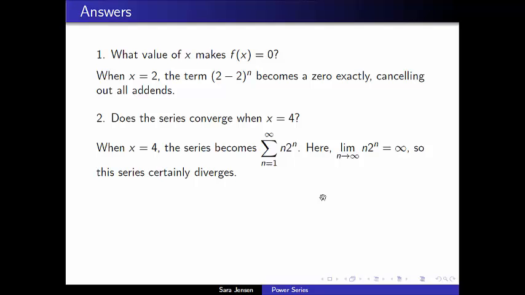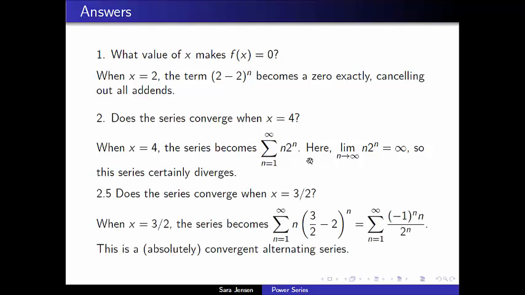When I plug in a value of 4 for x, that x minus 2 term just becomes a 2, and it's raised to the nth power. So my whole series turns into the sum, as n goes from 1 to infinity, of n times 2 to the n. Now as I plug in different values for n here that get larger and larger, it's very clear that my addends are becoming larger and larger, and so I'm adding up infinitely many big things. This is obviously going to be a divergent series by our nth term test.